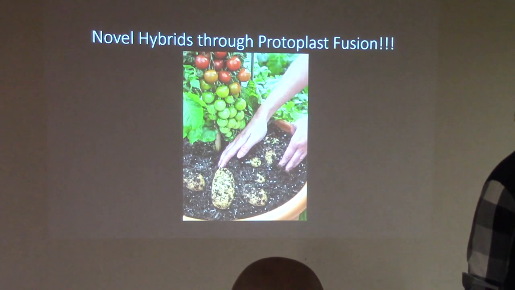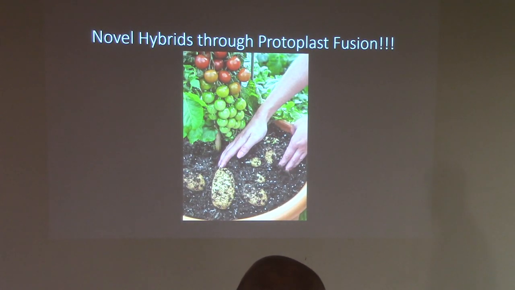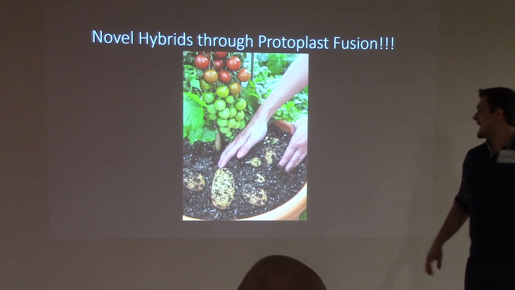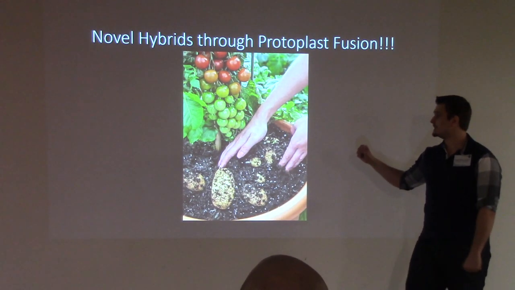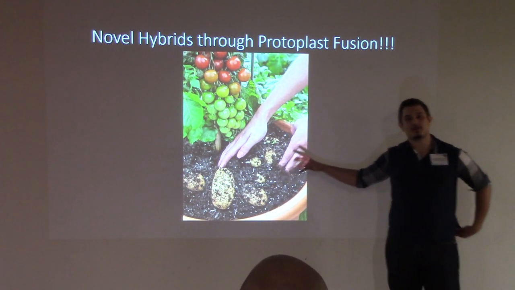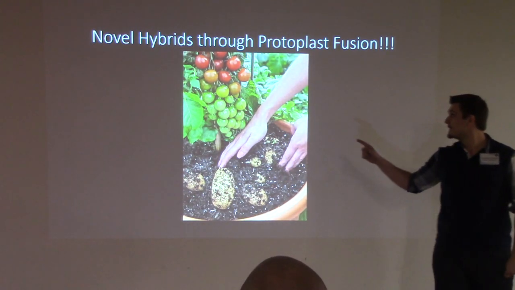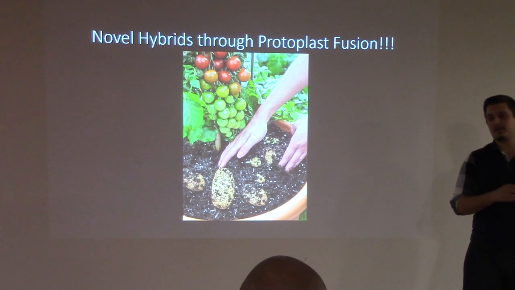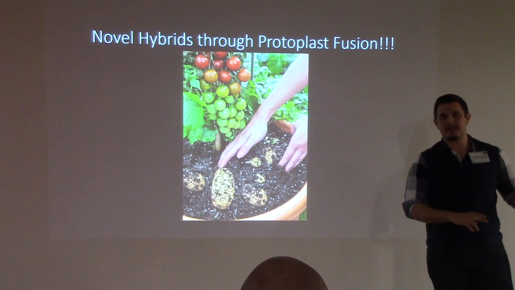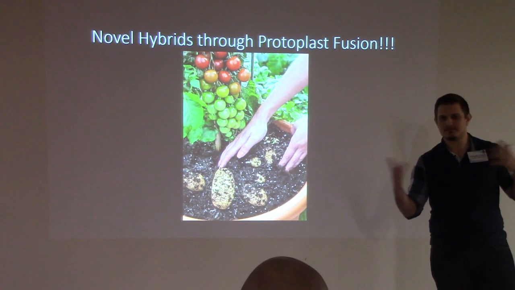One of the things I've been working on recently is novel hybrids through protoplast fusion. I think this is a fake picture, but this is a tomato. Essentially, there's tomato on top, potato on the bottom. You can do a graft like this, because tomatoes and potatoes are part of the nightshade family. Anything that's close to the family, you can graft. Now, what if you want to graft something crazy, like an eggplant and a pine tree, or something wild?